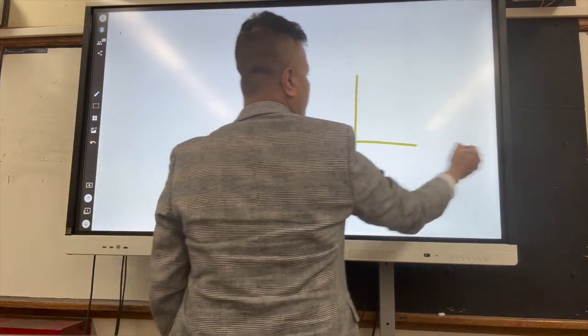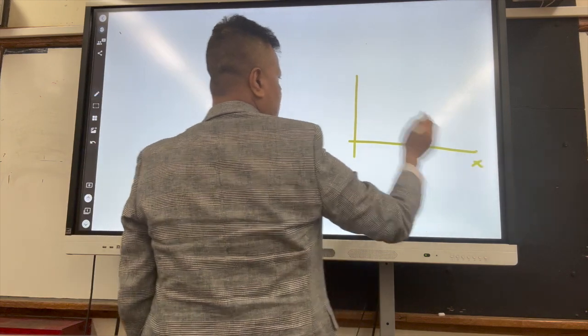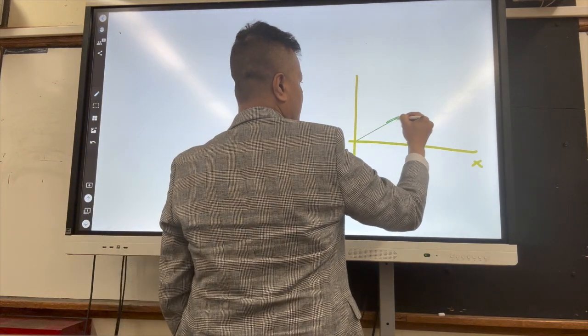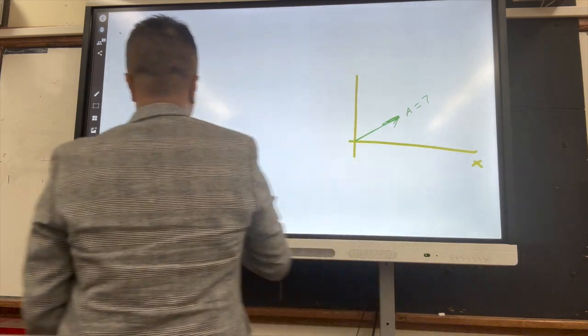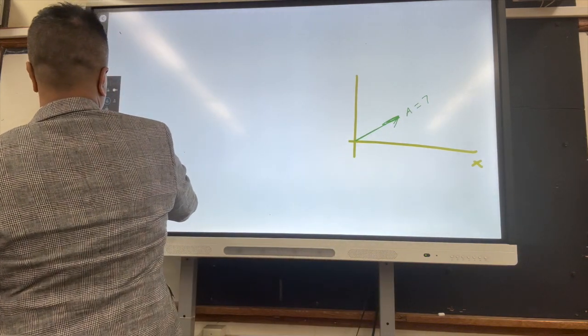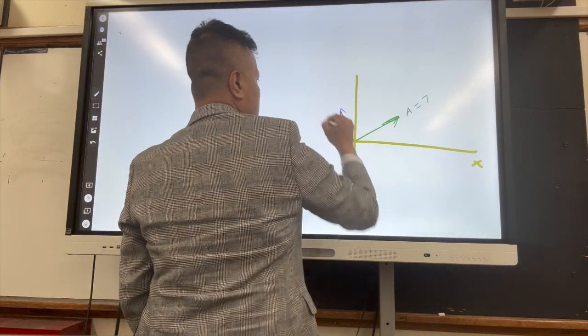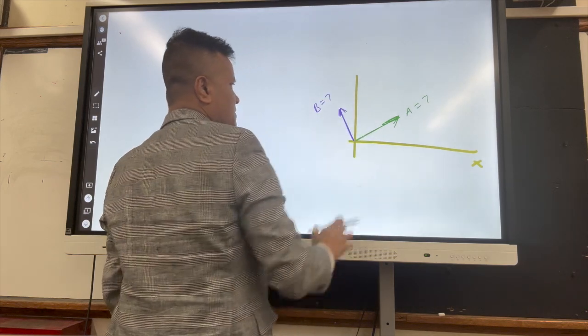Now let's say you have an x-axis and a y-axis. This is problem number 9. I want you to draw the vectors. This is x and this is y. I want you to draw a vector A. Vector A is above the x-axis, and its magnitude is 7. This is vector A. Vector B is 100 degrees above the x-axis. This is vector B, which is also 7. Now let's make a parallelogram.